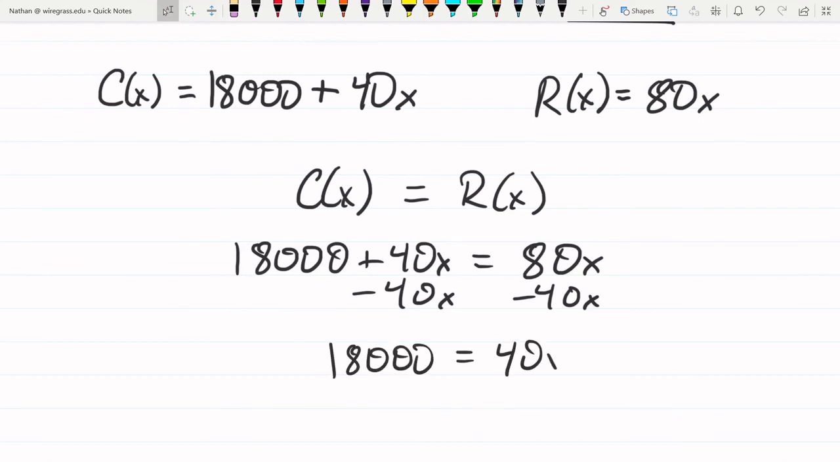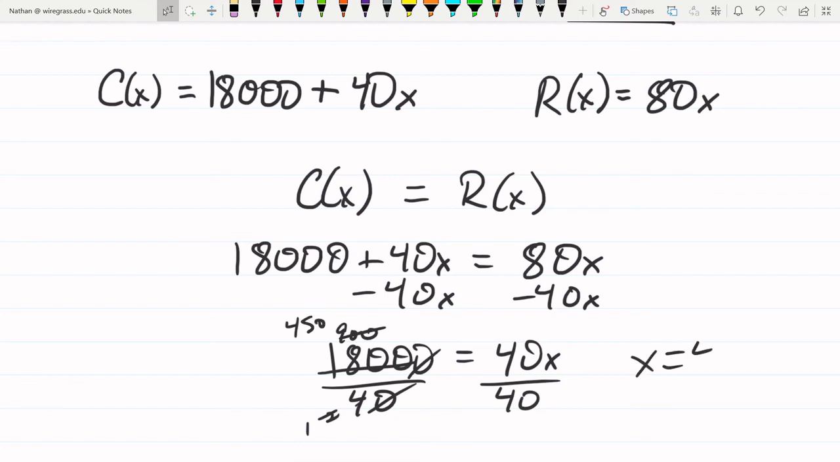Of course, it gives us 40x, and then we just divide by 40. Of course, the zeros cancel. We divide by 2, we get 900. Divided by 2 again, we get 450. So x equals 450. X is the number of canoes sold, so 450 canoes.